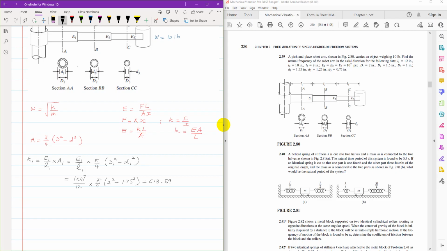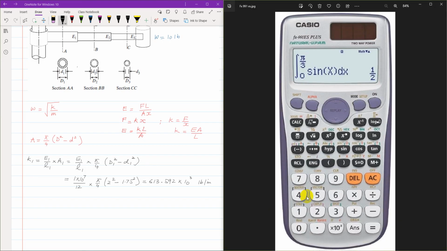613.592 into 10 to the power 3 pound per inch. So that is the value of K1. Because I have to use this value again, I am going to store it in the calculator.